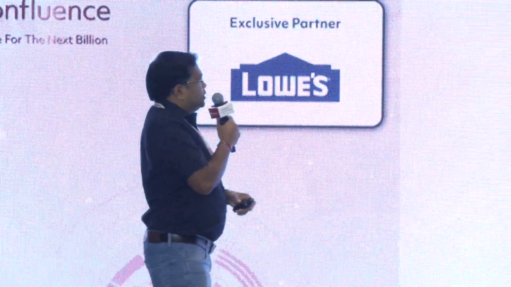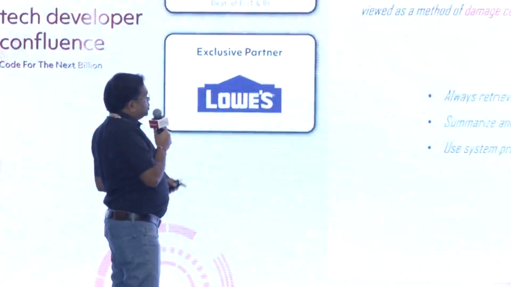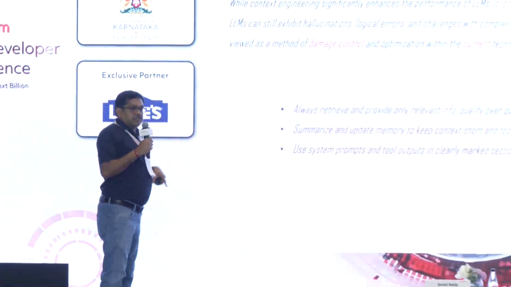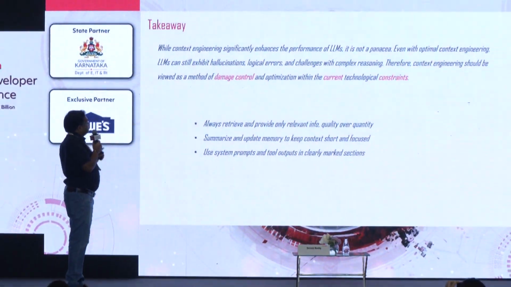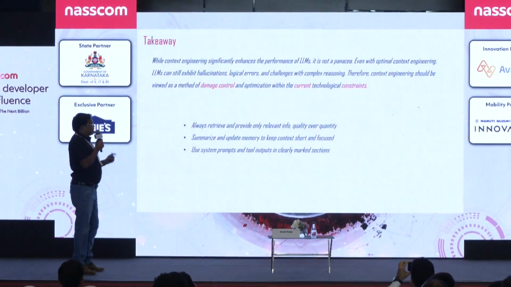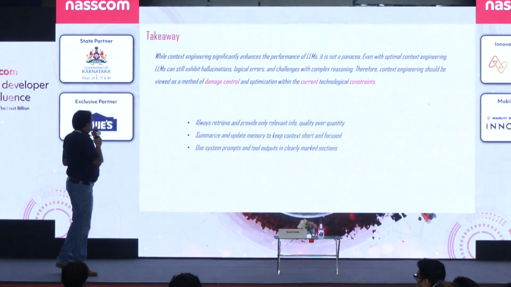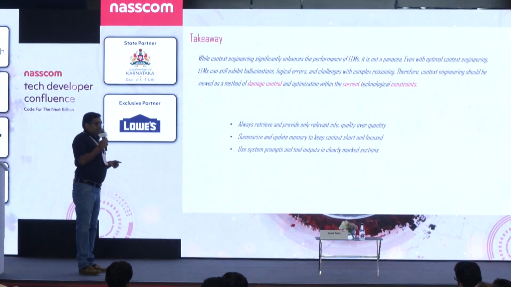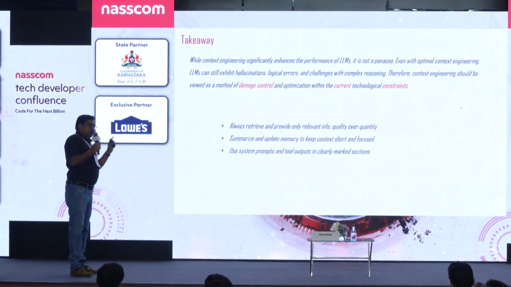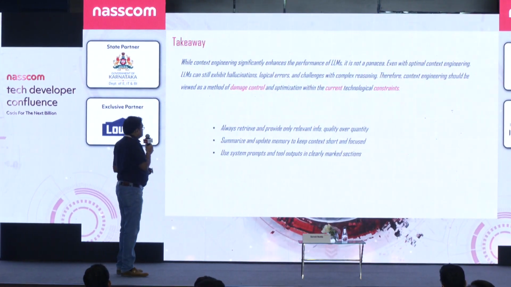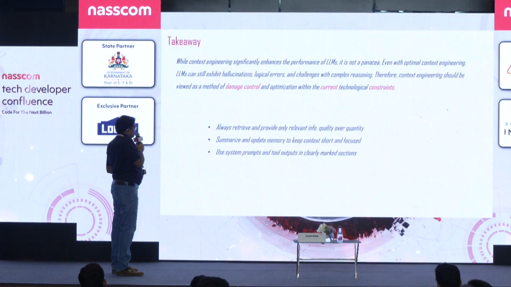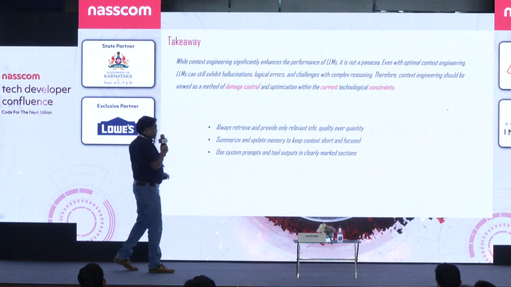So the key takeaway is basically, in spite of following all these context engineering philosophies, right, there is still a chance that the model can do a bad job. So within the current constraints, these are the techniques that are found in the industry. So use them. It is more of a damage control than a final fix. But these 3 points are important.